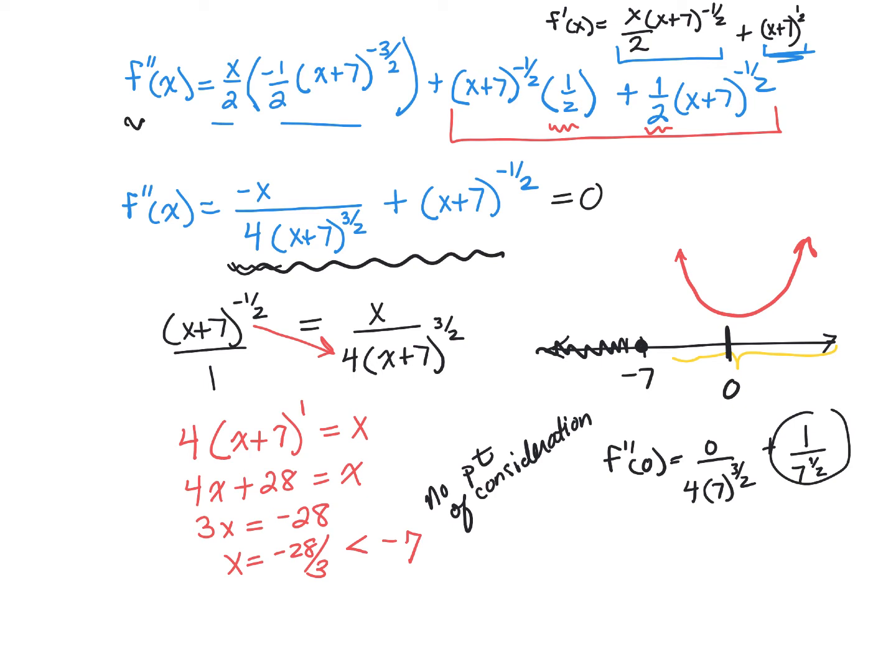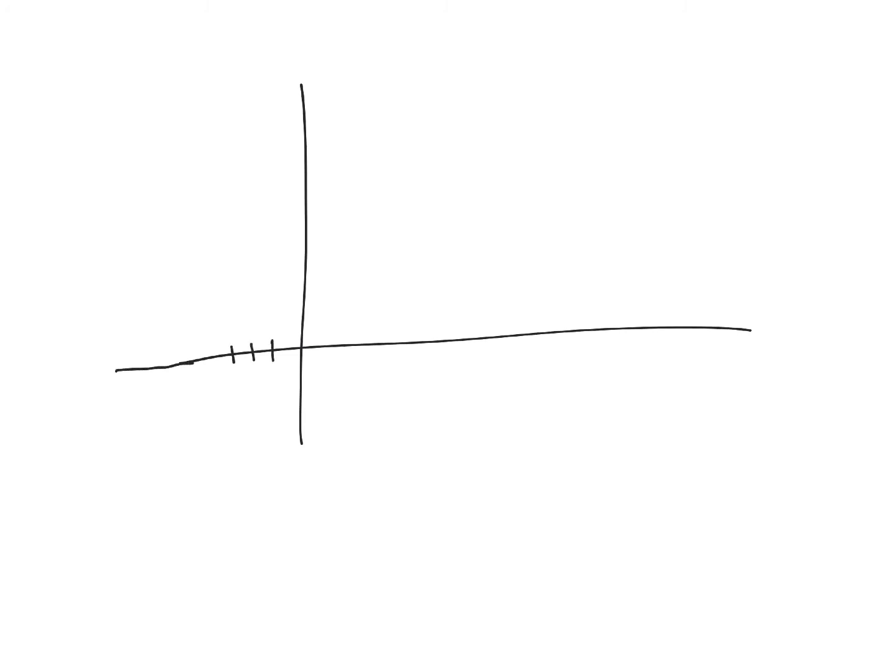So we are ready to put this all together. There are no inflection points because we had no place where it could change concavity. And we get the following graph. We know, oh shoot, here we go. 1, 2, 3, 4, 5, 6, 7. Negative 7, 0, and 0, 0 were our x and y intercepts.